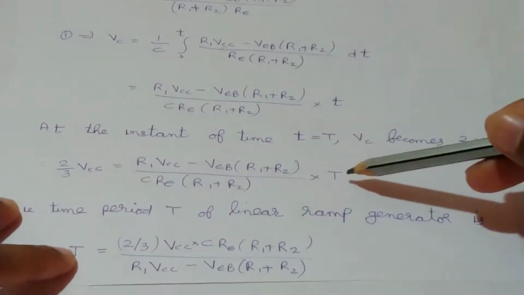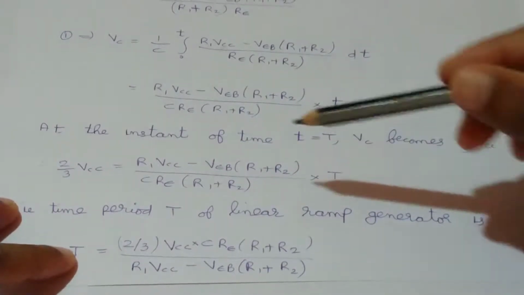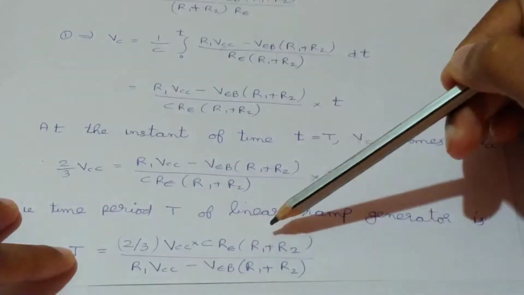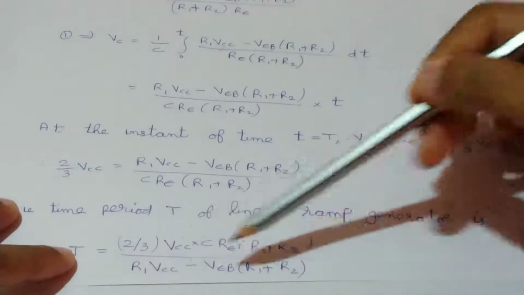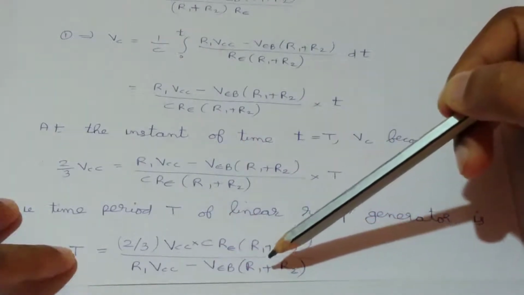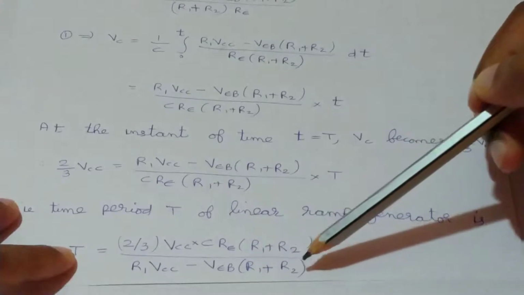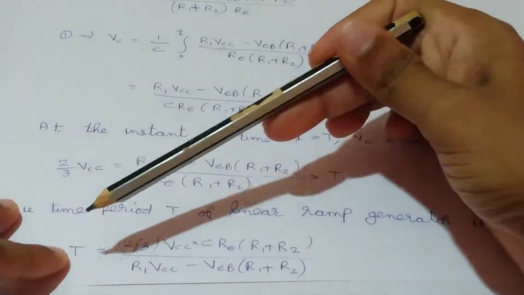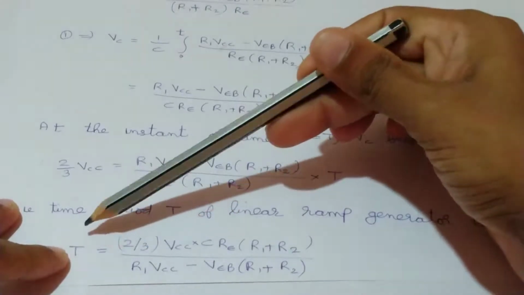So we will get T is equal to this 2 by 3 VCC into CRE into R1 plus R2 divided by R1 VCC minus VEB into R1 plus R2. Okay, so this is the equation for the time period for that linear ramp signal.